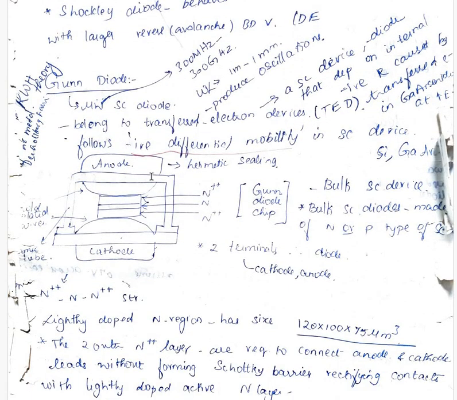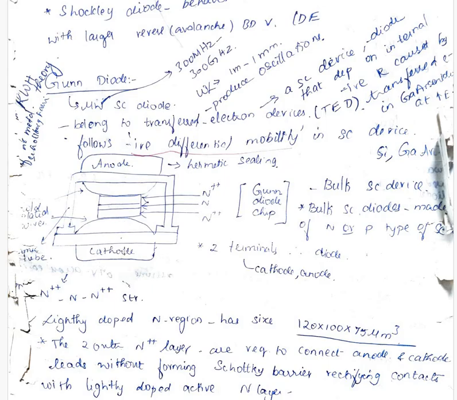So the Gunn diode is a microwave semiconductor diode where the frequency is from 300 megahertz to 300 gigahertz. The wavelength is from 1 meter to 1 millimeter. It produces microwave oscillations. It belongs to transferred electron devices, TED, which means a semiconductor device or diode that depends on the internal negative resistance caused by transferred electrons in gallium arsenide at high energy. So it follows differential mobility.